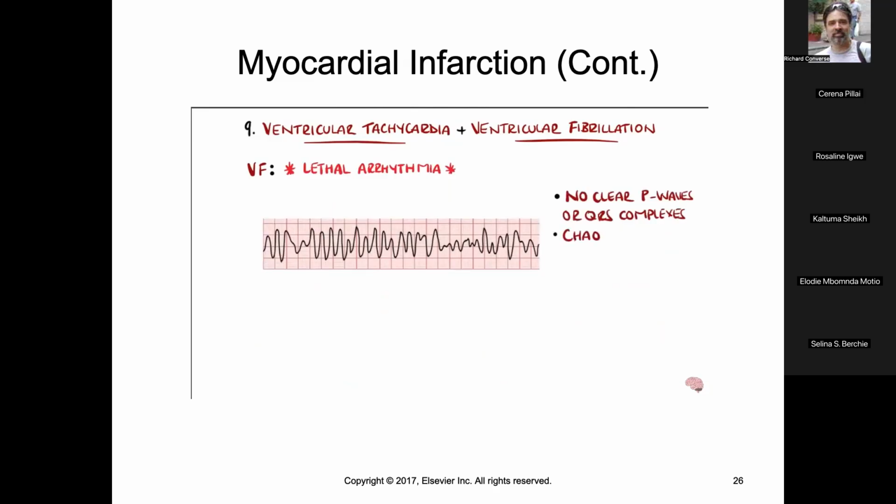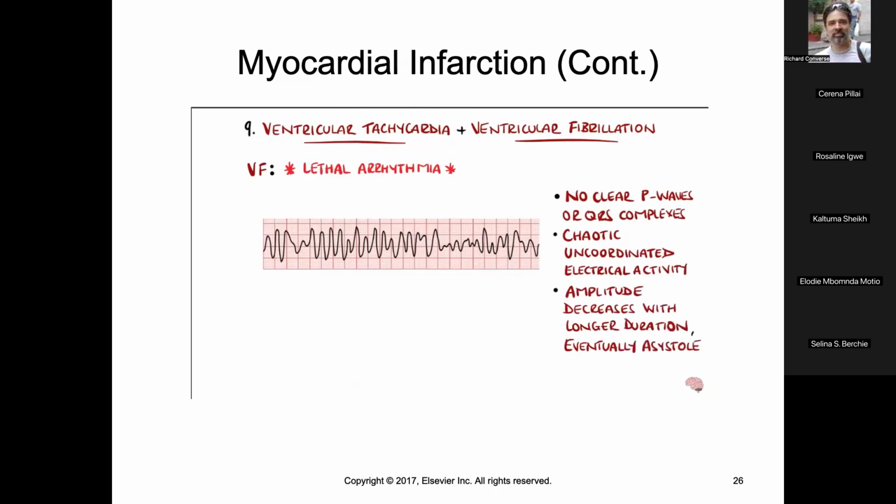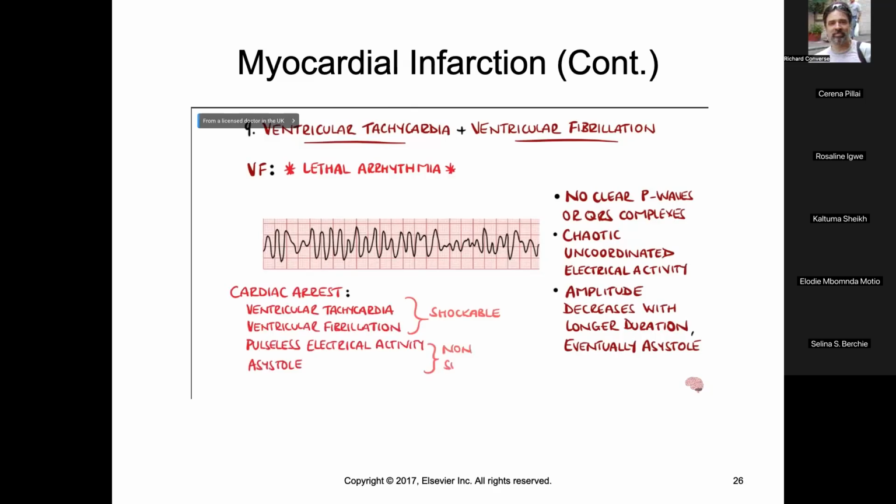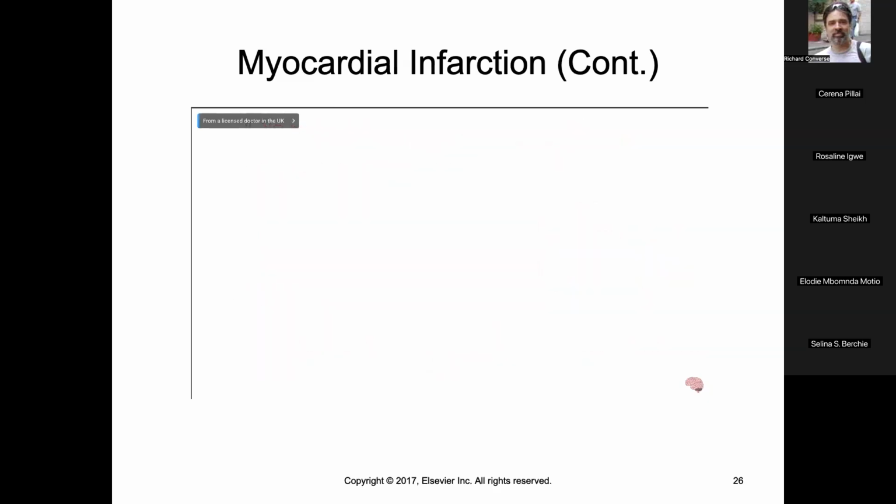The ECG features chaotic electrical activity of varying amplitudes, with the amplitude correlating to duration. As time goes on, it reduces until asystole is reached. These two arrhythmias are associated with cardiac arrest, defined as cessation of normal blood circulation due to failure of the heart to pump blood, and are the two shockable rhythms in cardiac arrest, the non-shockable rhythms being pulseless electrical activity and asystole. Number 10 is one of the most famous ECG abnormalities, ST elevation.